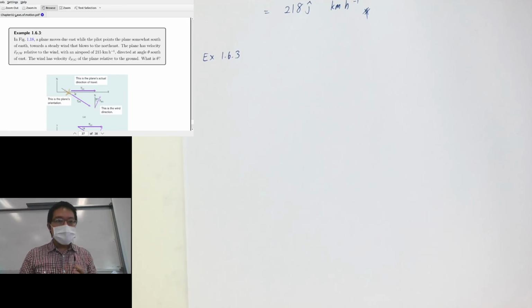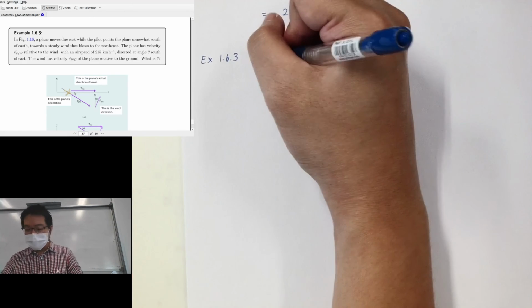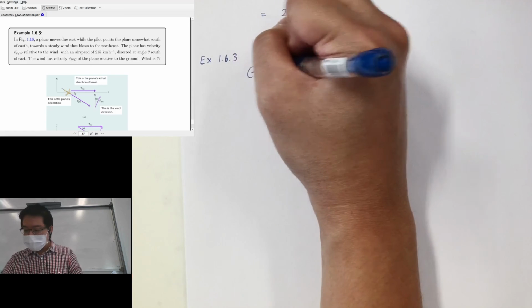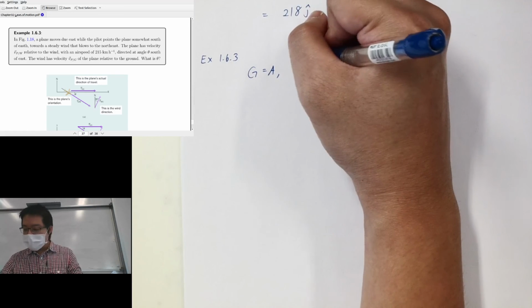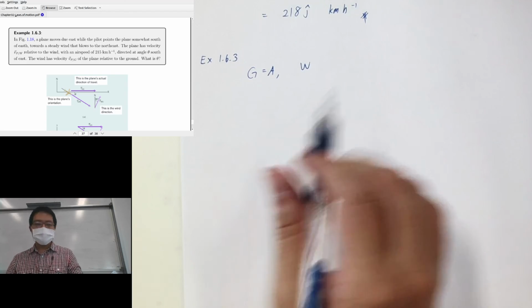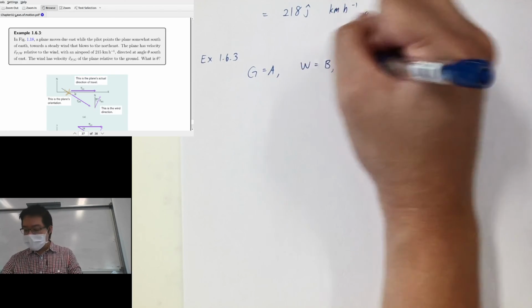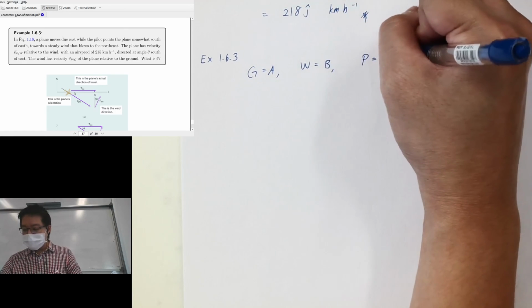The plane has velocity 215 kilometers per hour relative to the wind, directed at the angle. The wind has a velocity relative to the ground. So we have to find theta. For this question, the ground takes the role of A, and the wind is object B, and P should be our plane. The question sometimes already assigns you the symbols.